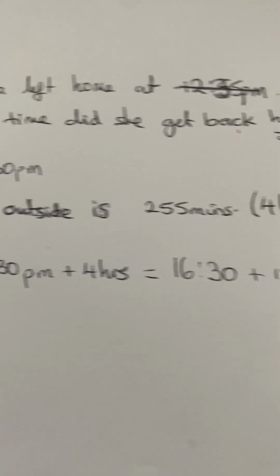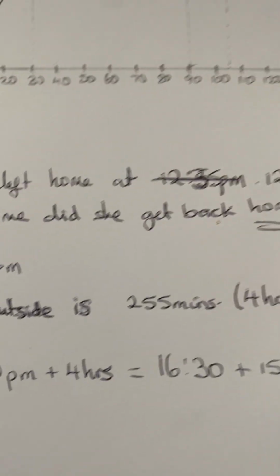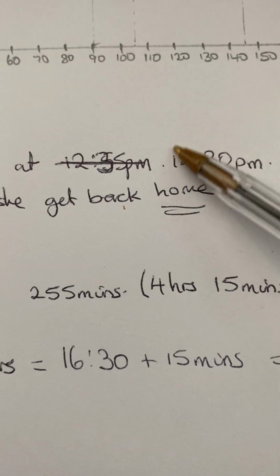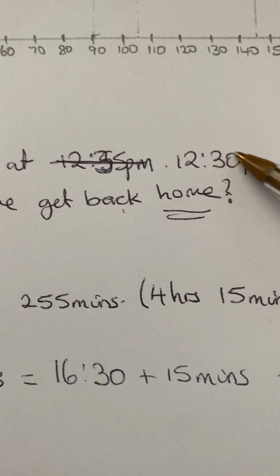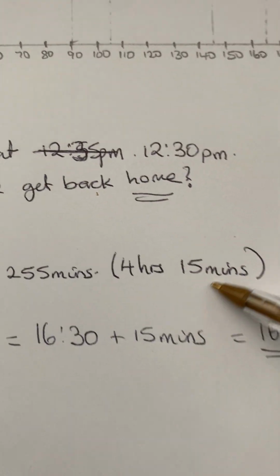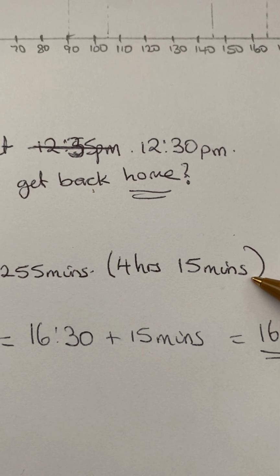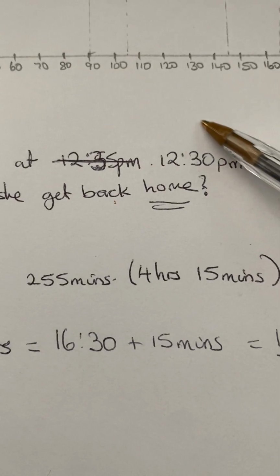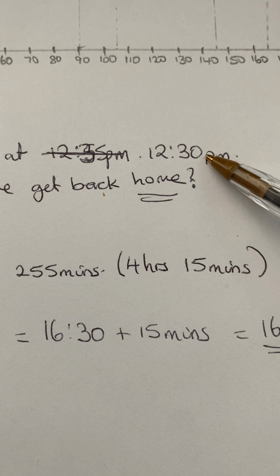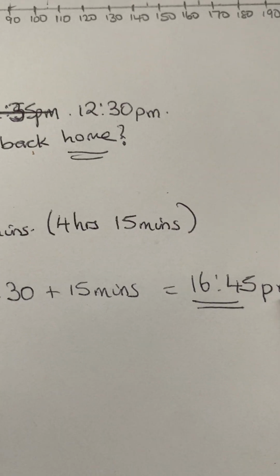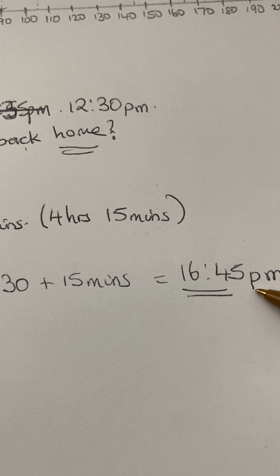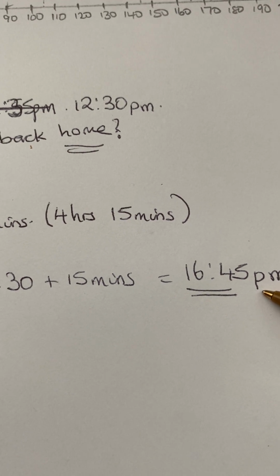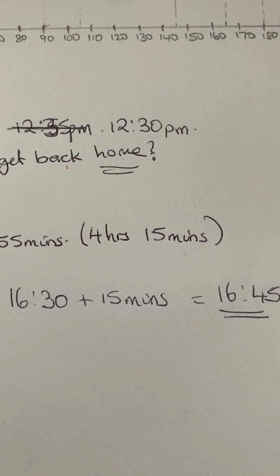And then the last question: we now know that they gave us the time that she left home, and she's used 4 hours 15 minutes outside. So if she left home at 12:30, then she got home at 4:45.